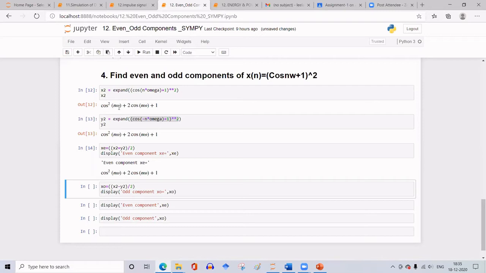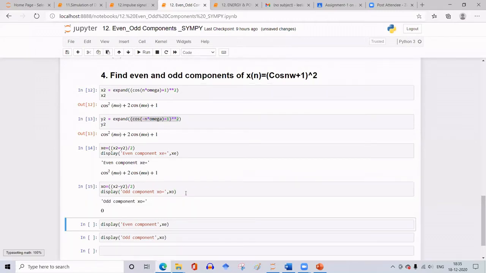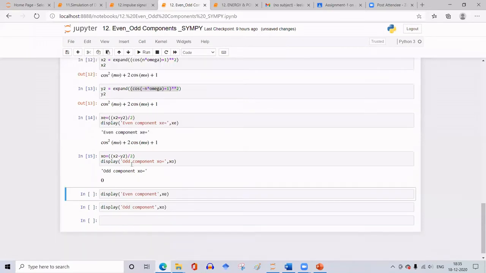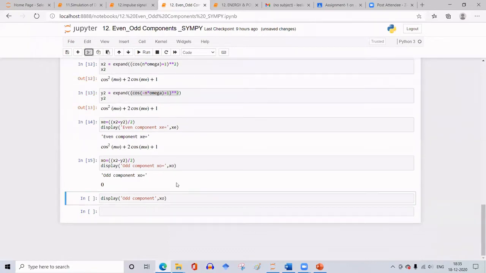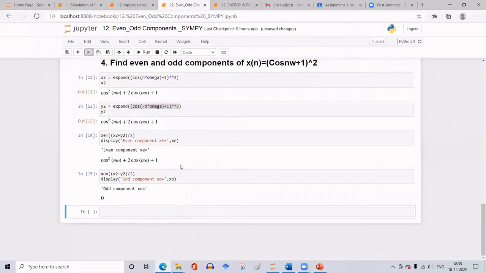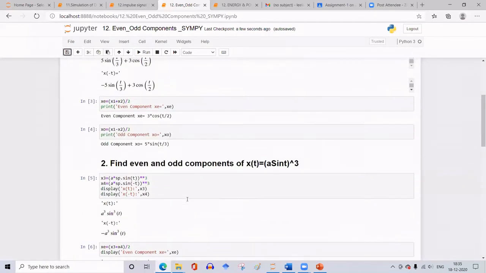Cos square n omega is an even function, and cos n omega is also an even function, and the sum of even functions is going to be an even function. So I must get the odd component as 0 here, so it has only an even component. These two are extra lines, even component and odd component. Just take out these two. That is about finding the even and odd components of the given signal.